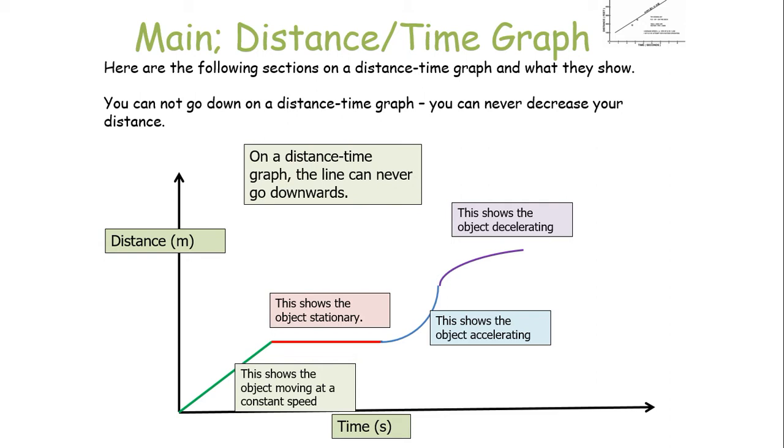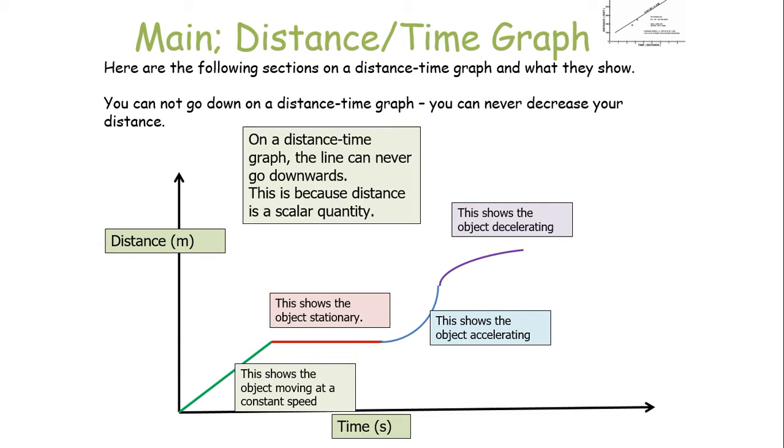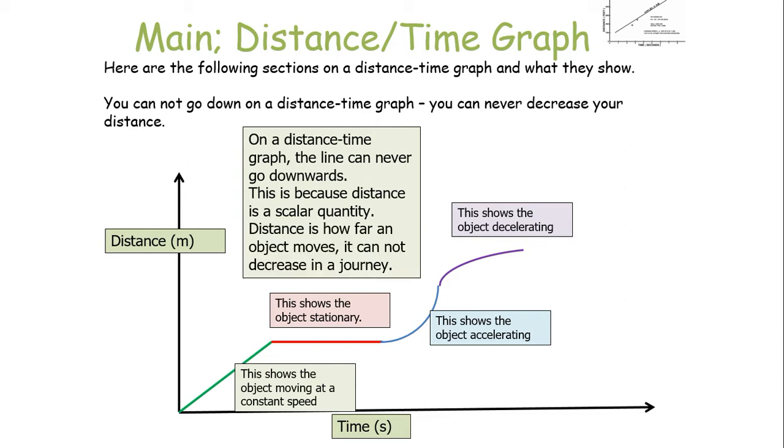On a distance time graph, the line can never go downwards. That's because distance is a scalar quantity. It doesn't have a direction, so it can only increase. So it can't go down, because distance is how far an object moves in a journey. So even if it returns in the opposite direction, it is still increasing its movement.